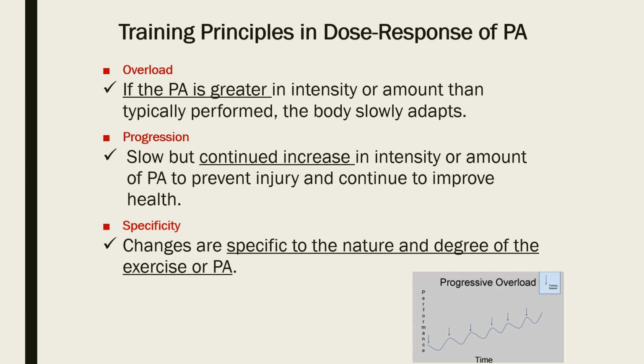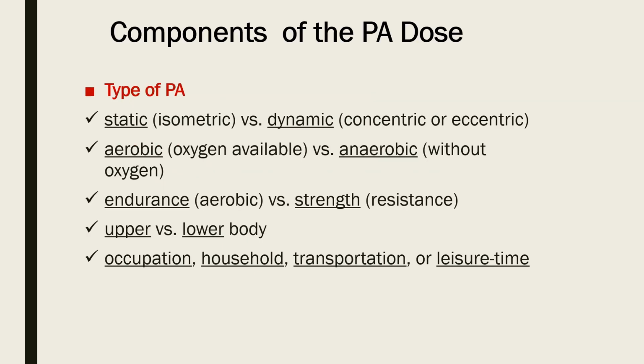Once a person has reached an appropriate fitness goal, progression doesn't need to continue. Specificity refers to the concept that the type of physical activity determines the specific adaptations or changes in the body. A common example of specificity is prescribing resistance exercises to increase muscle size and strength, or endurance exercises to improve the body's oxygen transport and utilization systems.